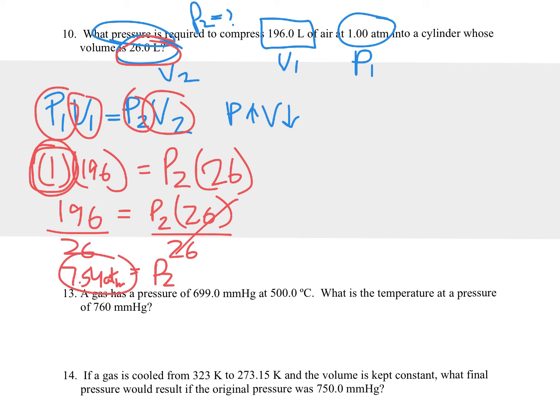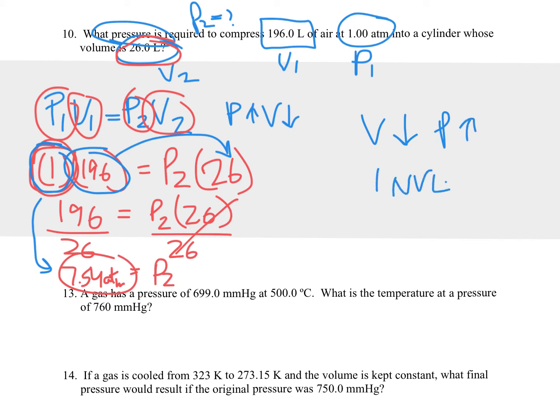Let's see if our inverse relationship held true. So we went from a volume of 196 to 26. So we had the volume go down. Did the pressure go up? Yeah, it went from 1 atmosphere to 7.54. So pressure did go up. So Boyle's law held true. This is an inverse relationship. Sometimes I accidentally call that indirect, but what I really mean is inverse.